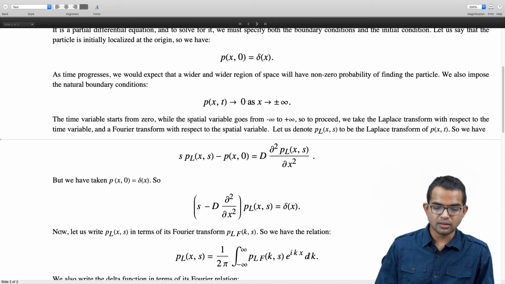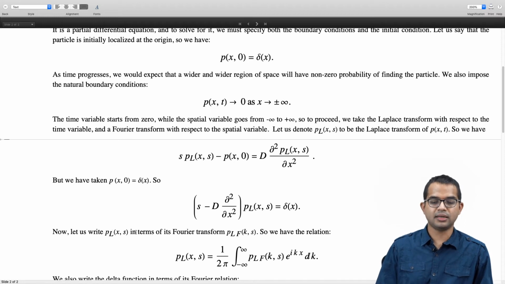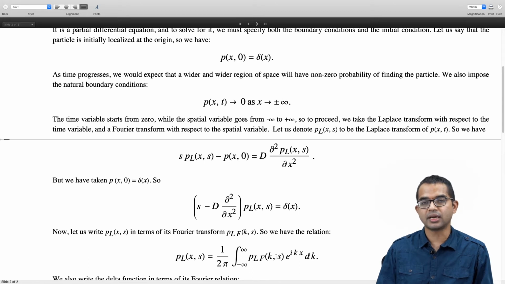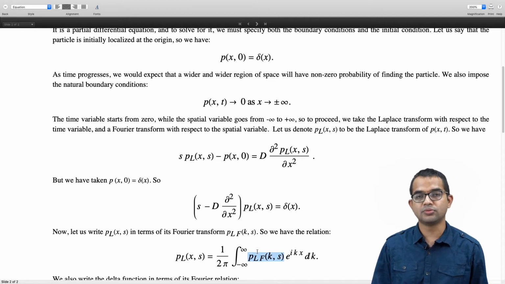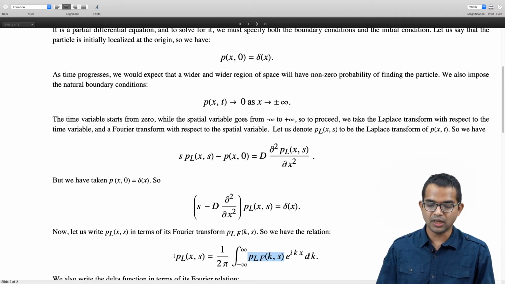Now we want to take the Fourier transform of this function as well, and so it's convenient to write P_L of x comma s in terms of its Fourier transform. The relation that we're going to invoke here is the inverse Fourier transform. So P_L of x comma s can be written as 1 over 2 pi, integral from minus infinity to plus infinity, P_LF of k comma s, e to the i k x dk, right? P_LF is the function where both the Fourier and the Laplace transform have been carried out. So P_L of x comma s can be replaced by this expression.